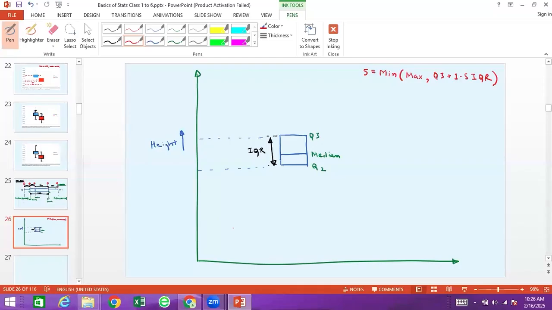Okay, let's first plot 1.5 times IQR. Hypothetically again, this is 1.5 times IQR. This point is Q3 plus 1.5 times IQR. Similarly, on the below side, this point is Q2 minus... like if you want to go down, this point is less than Q2. So it will be Q2 minus 1.5 times IQR.